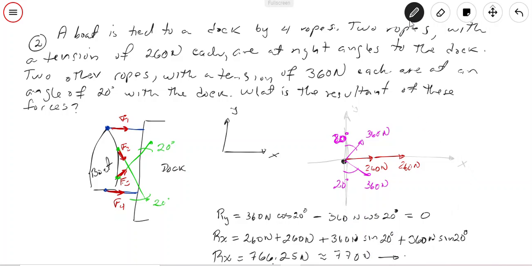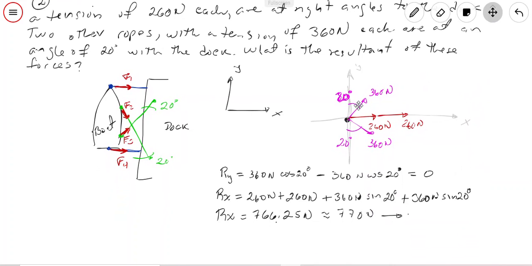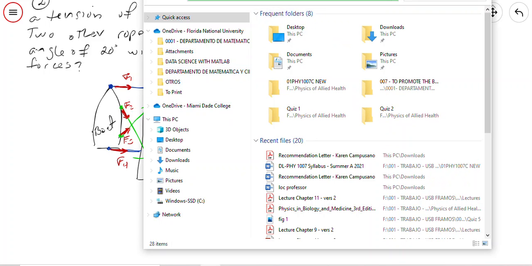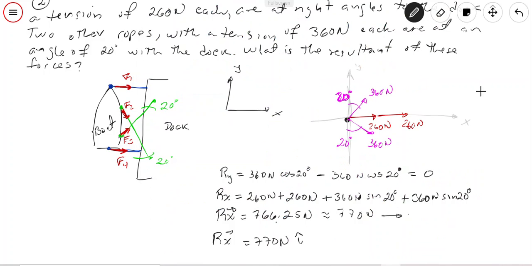Or using unit vectors, when I use the direction, I can write this as a vector. We can say that Rx, the resultant on the x-axis, is equal to 770 newtons i, because it's in the direction of the x-axis. So as you see, it's a very simple problem. Just with your knowledge of trigonometry, you will be able to solve any problem like this.